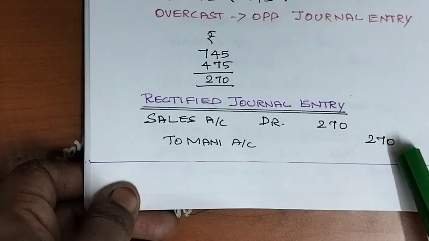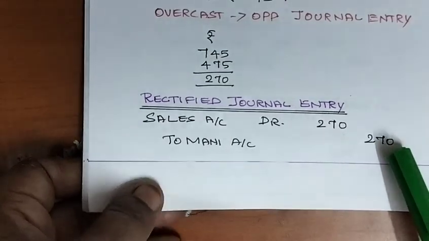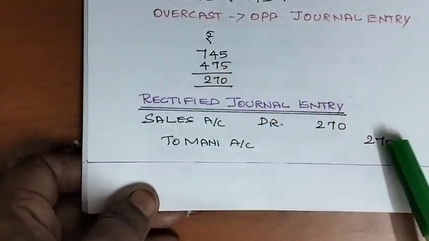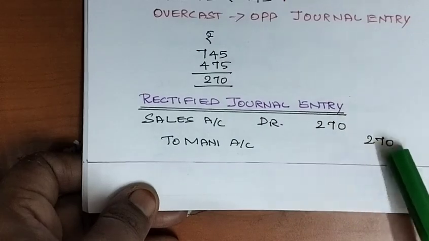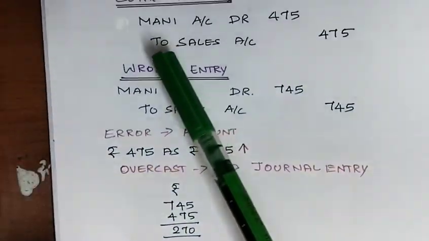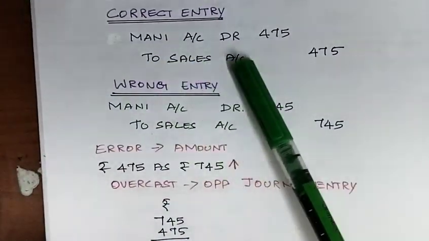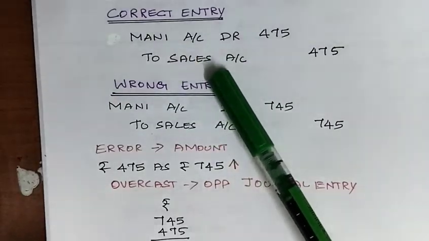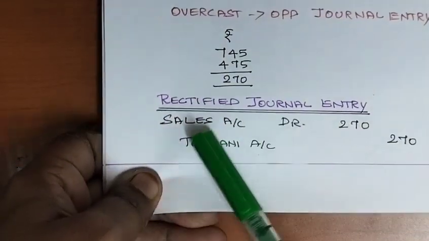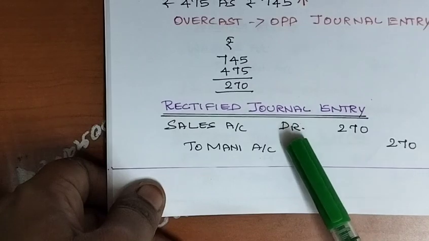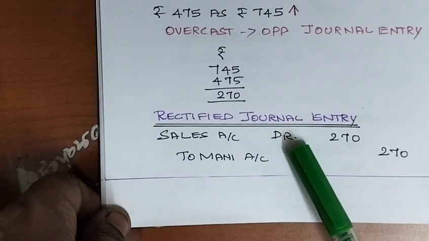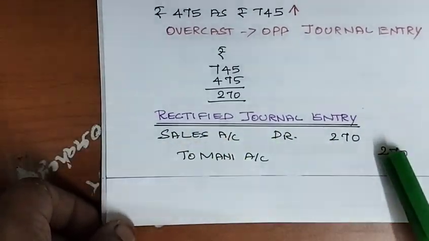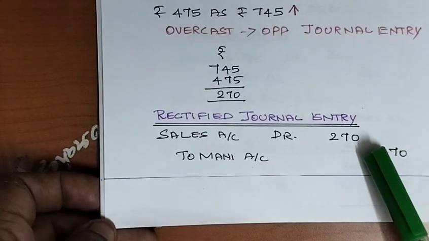Which amount do you have to take here? The difference amount only, the difference value only you have to enter here, okay? To sales account. Where is the sales account? Sales account is on the credit side. We have to debit it. Sales account debit, debit means debited, okay? Sales account debit ₹270.